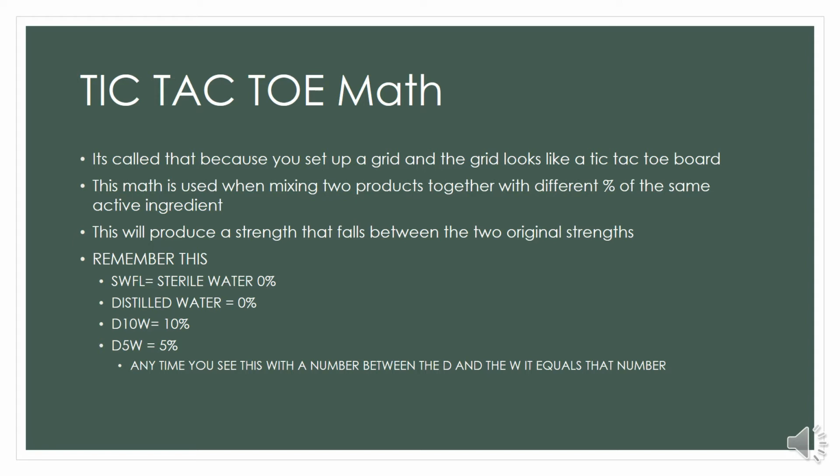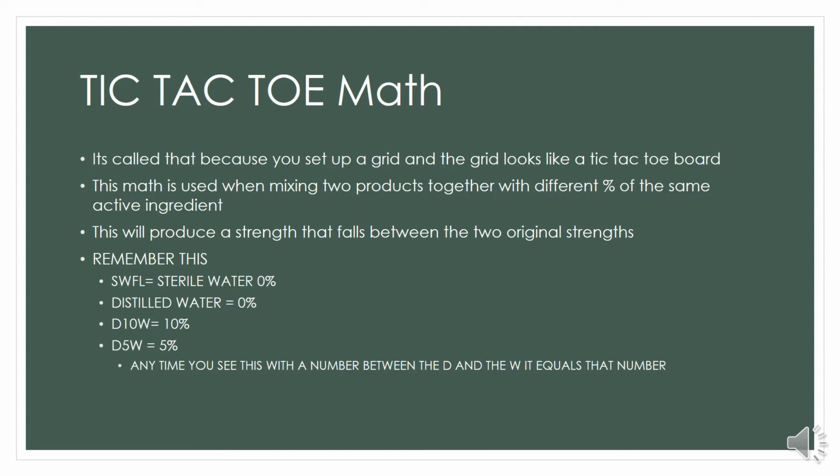This math is used when mixing two products together with different percents of the same active ingredient, like triamcinolone 1% and triamcinolone 10% to make a 5%. This will produce a strength that falls between the two original strengths.